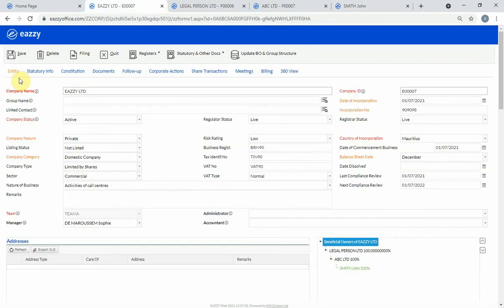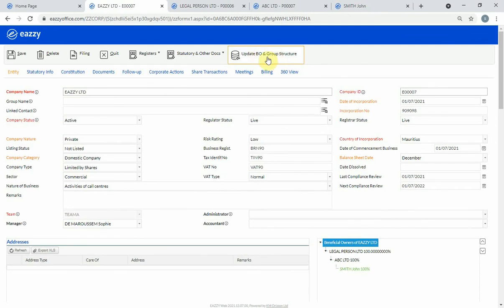Going back to the Entity tab of Eazzy Ltd, you will be able to see the UBO structure on the right-hand side of your screen after having clicked on the button Update BO and Group Structure. So here we go. Do not hesitate to review the tutorial to master this process.